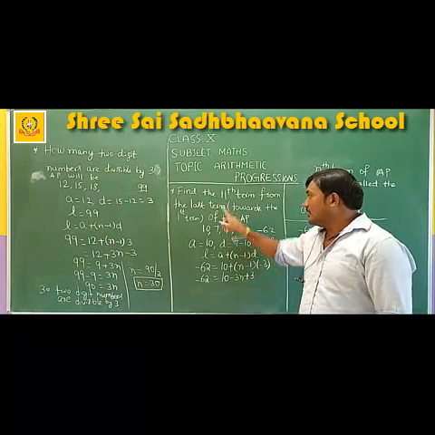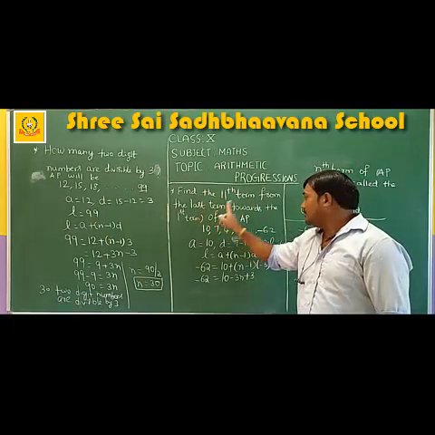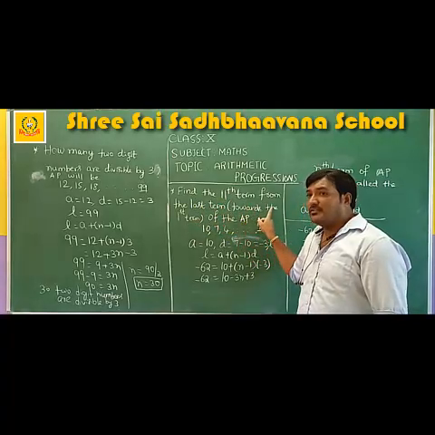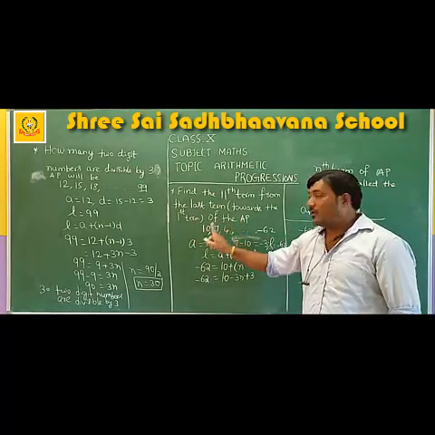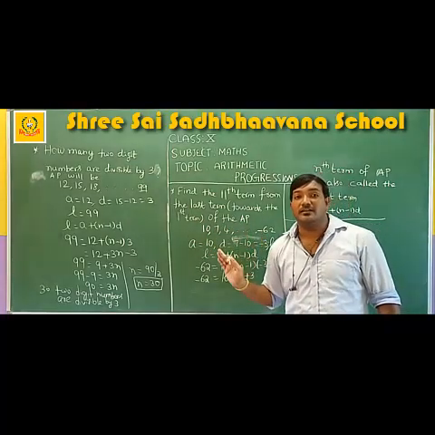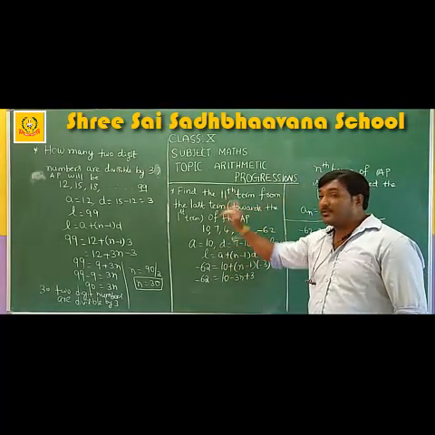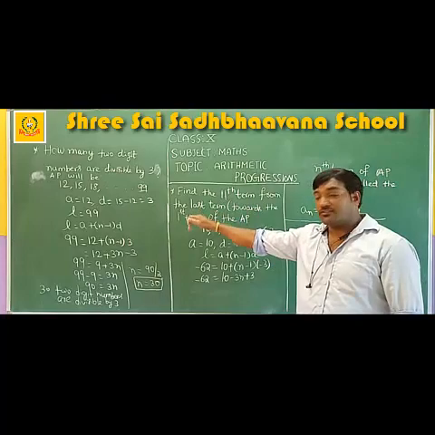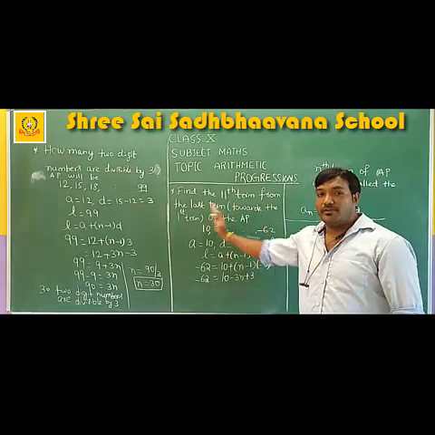Find the 11th term from the last term. Here the AP is given as 10, 7, 4, and so on, up to minus 62. So we have to find the 11th term from the last term towards the first term. We have to consider it like this: we have to go through the sequence in the other way.